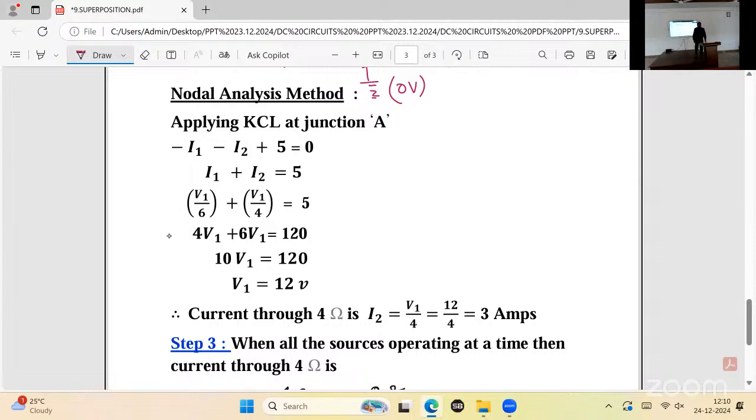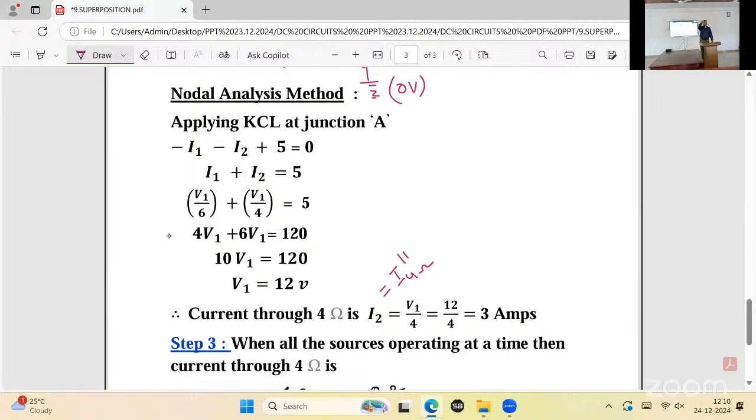Now I want the current in 4 ohms. Therefore, the current through 4 ohms is I2. Which current is flowing here? I2 is flowing, V1 by 4. What is V1? They give the new name for I2: I2 is equal to the new name I4 double dash. This is the 3 amperes.